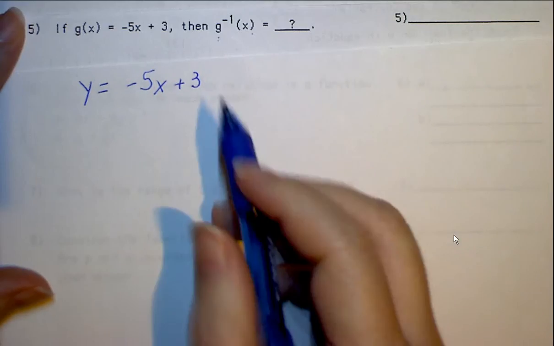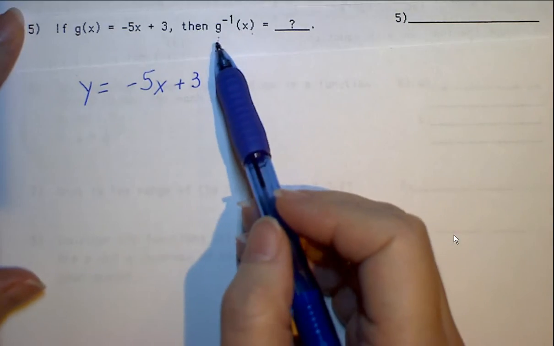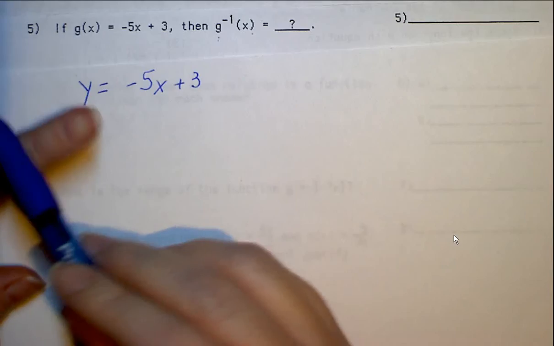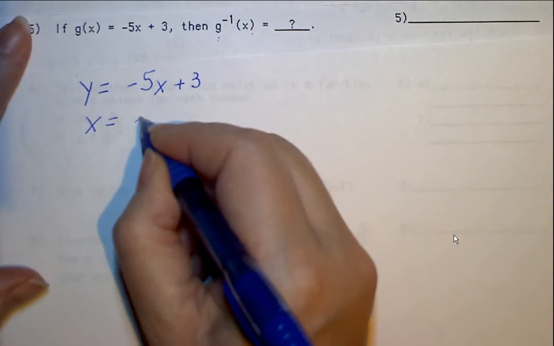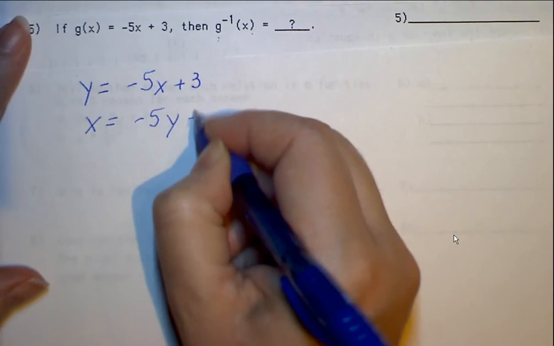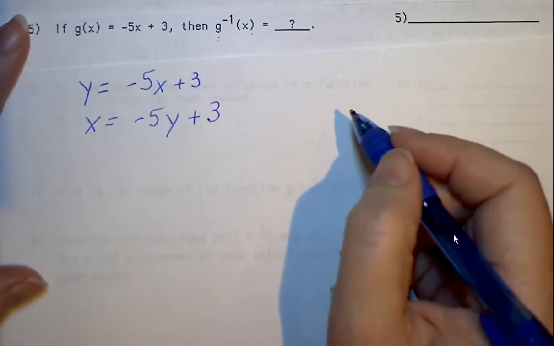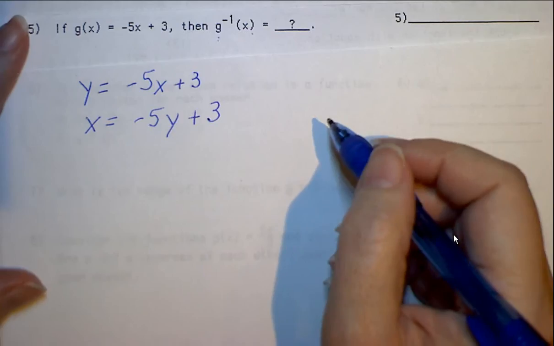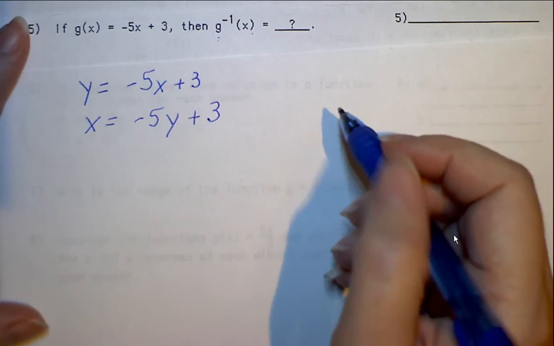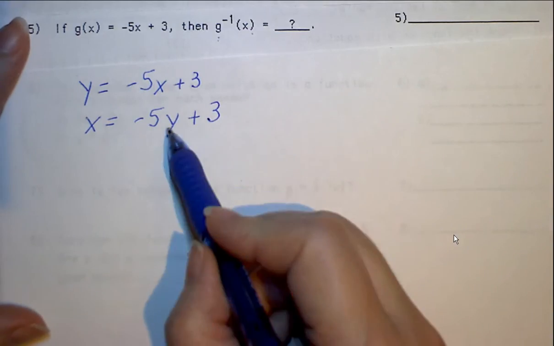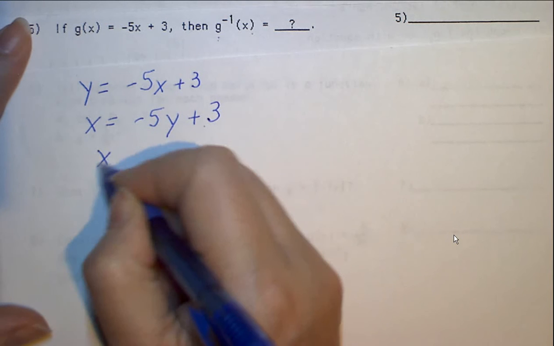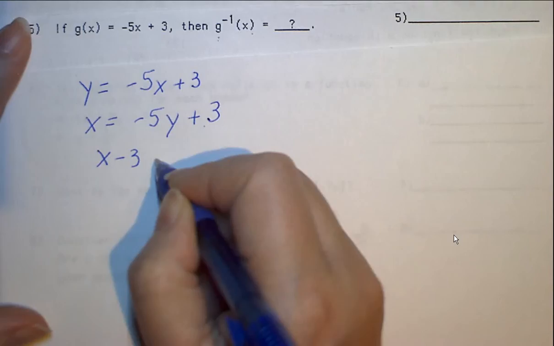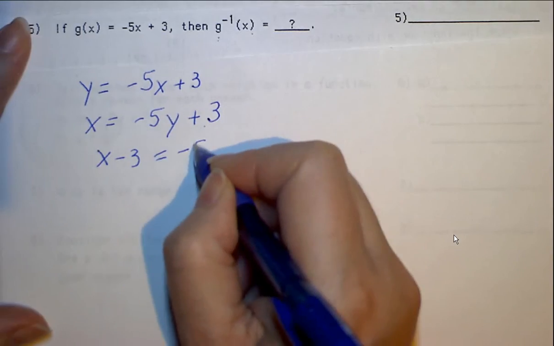Then how do I find an inverse? We have to switch x and y. So I have x equals -5y plus 3. Then what do I have to do? Then I have to solve for y. So then I subtract my 3, so I have x minus 3 is equal to a negative 5y.